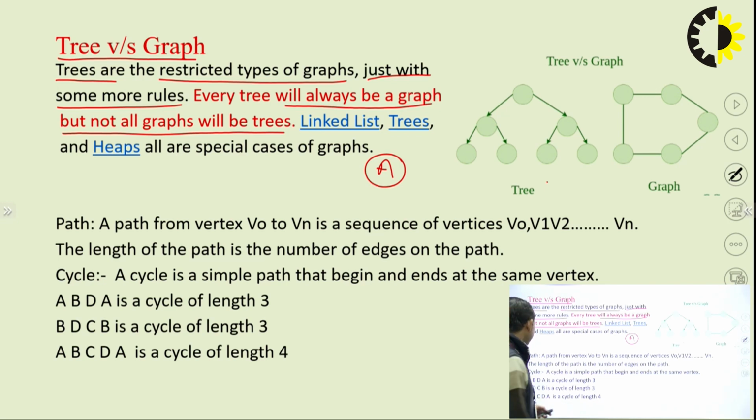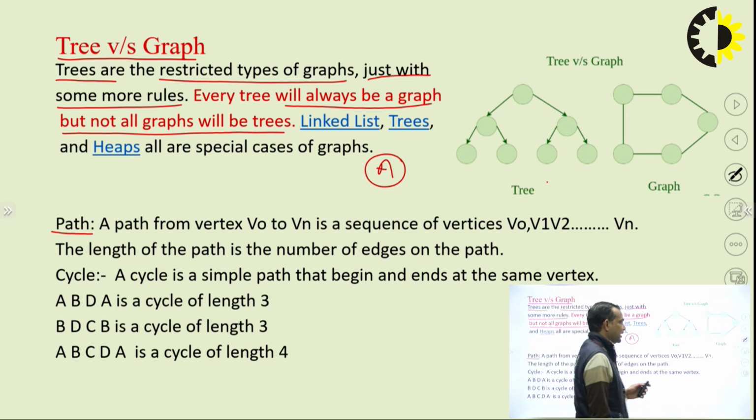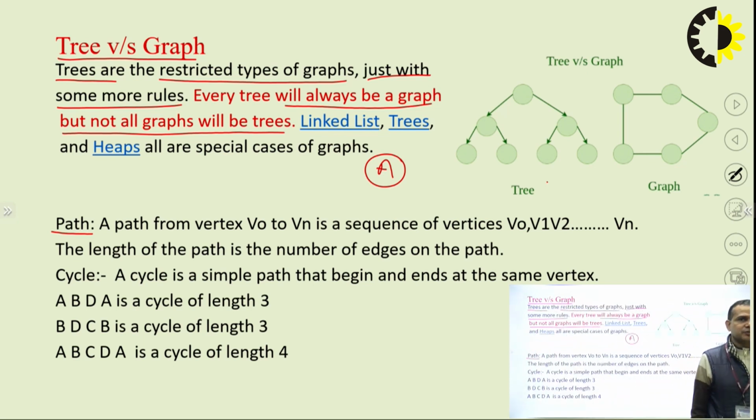OK, next is the main one point, that is the path. Path means if in a given graph we have to move from one vertex or one node to another node, the distance covered between these two is known as the path. Suppose I am taking an example here.